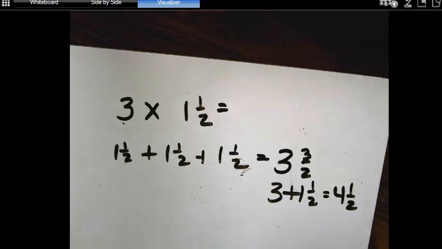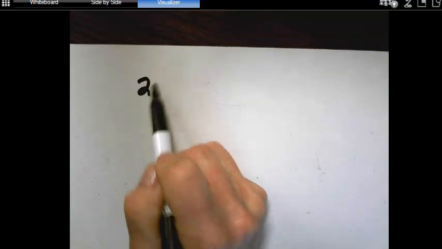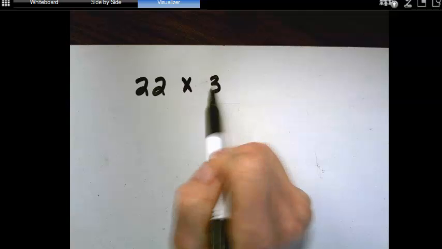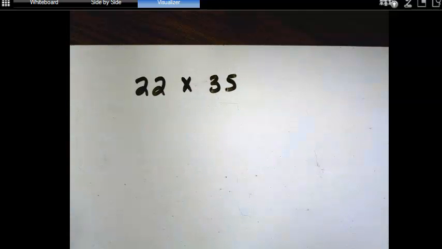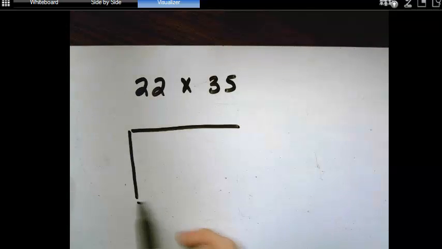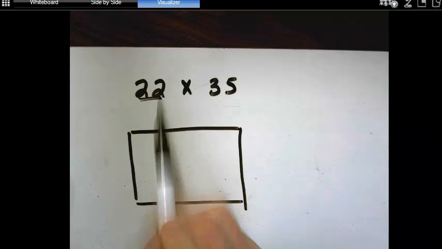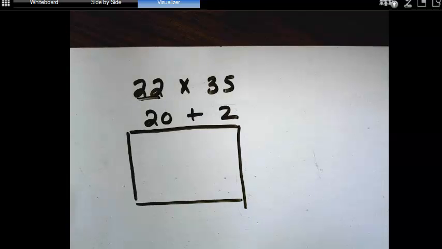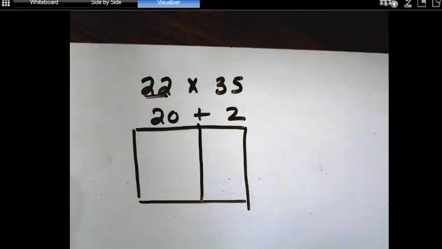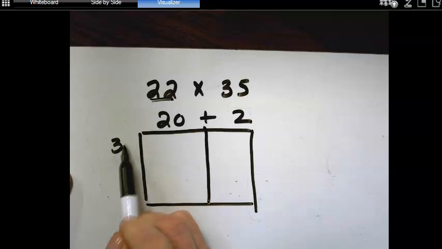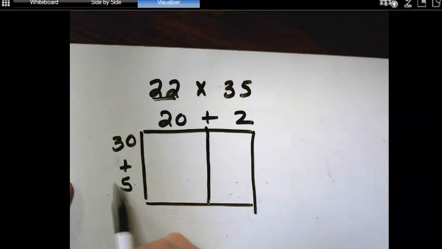But the other way, we're going to do it like an area model, in the same way that you would use for multiplication of two whole numbers. Remember when we did multiplication of whole numbers, we used the area model when we were multiplying something like 22 times 35. We drew a rectangle, and then we expanded our first number into 20 plus 2, into the tens and ones, and divided our box in half, and then we took 35 and we expanded that into tens and ones.